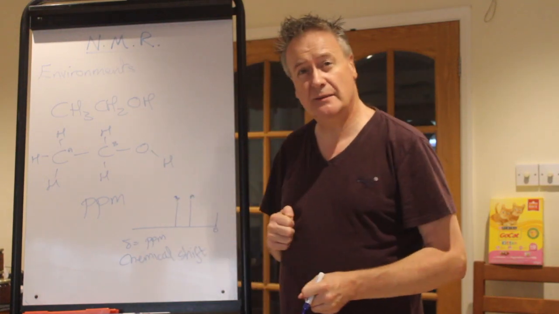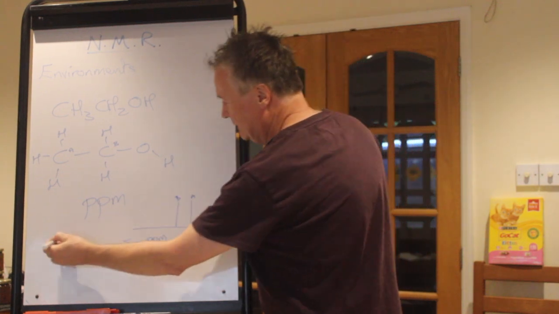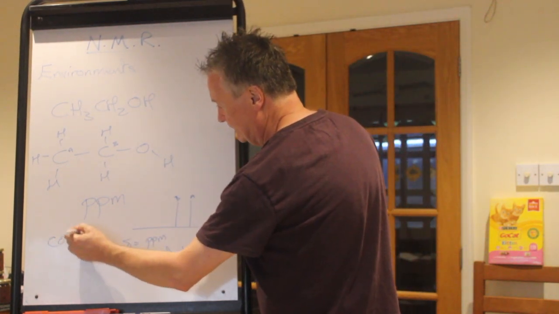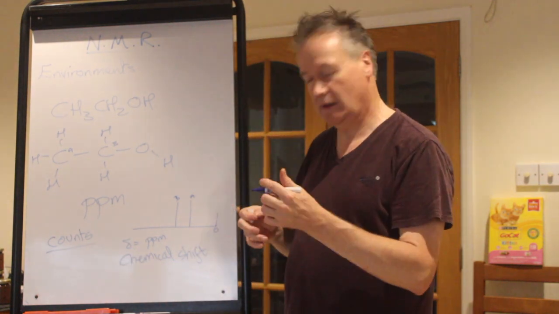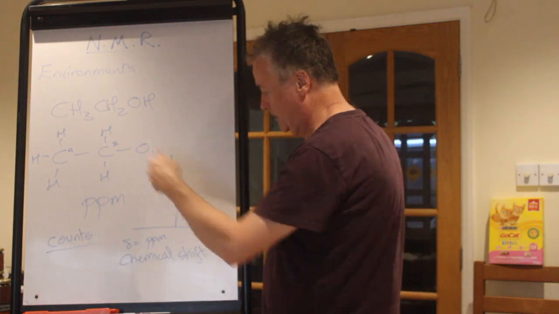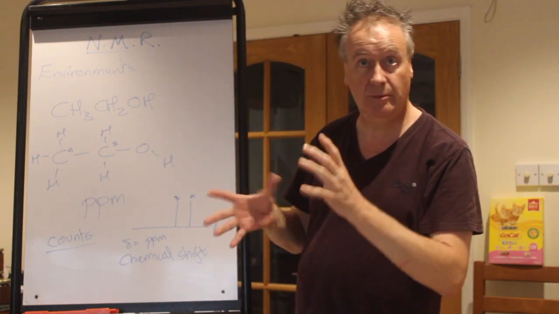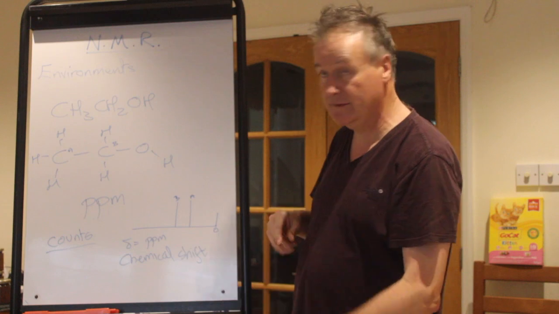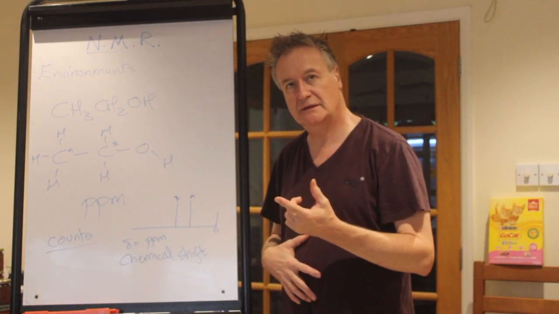You'll notice they're the same height, because one of the things that NMR does is it counts how many there are. So there is 1 carbon in environment A, 1 in B. If they weren't the same height, it would tell you that there would be more than 1 in one, less than the other. And that's kind of enough until we start actually analysing the videos.